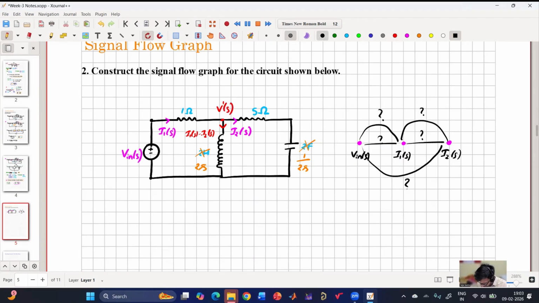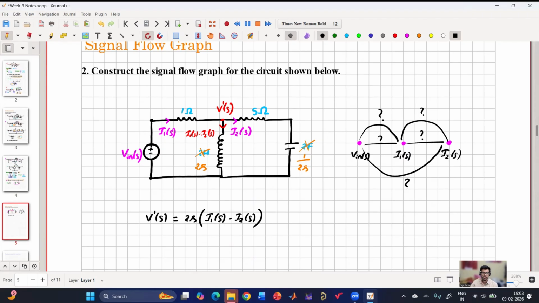Now what is V dash of S from V in of S? L into DI. So V dash of S is 2S into I1 of S minus I2 of S. I am writing everything in S domain, so there is no d by dt. That is one advantage that we have discussed for Laplace transform. Everything is in S domain, so there is no confusion as such. Is that clear?